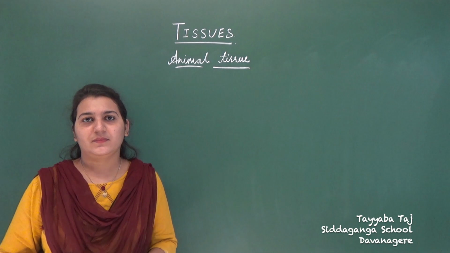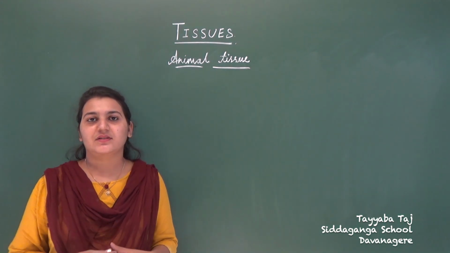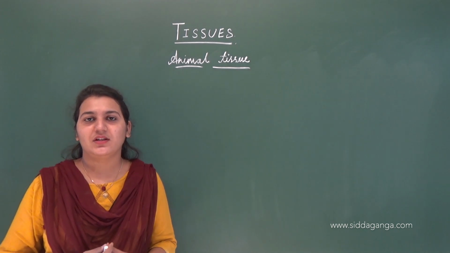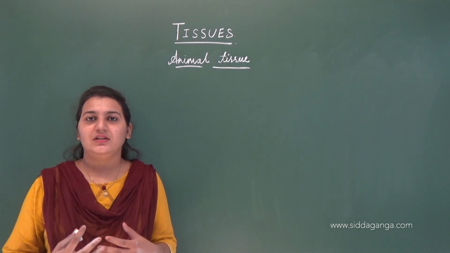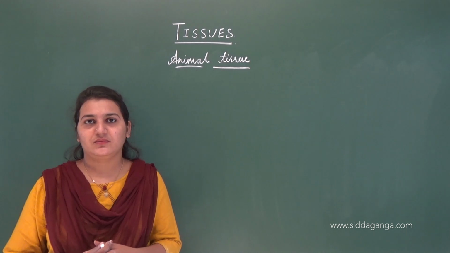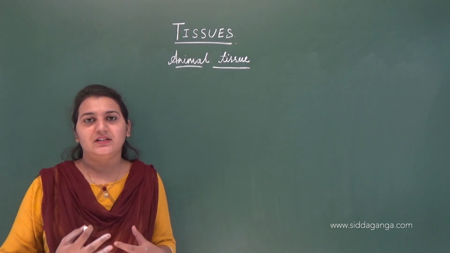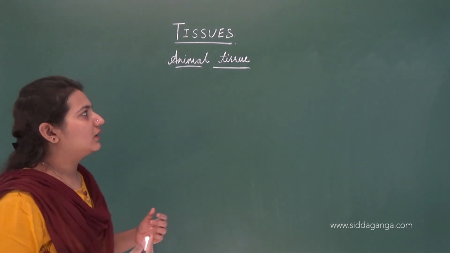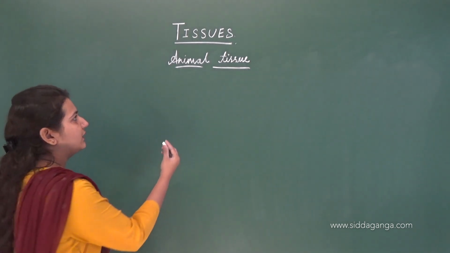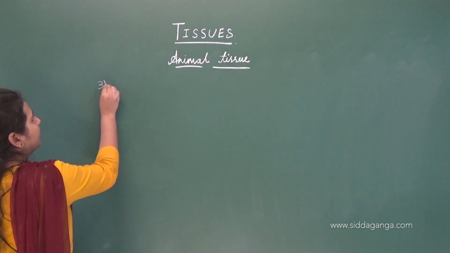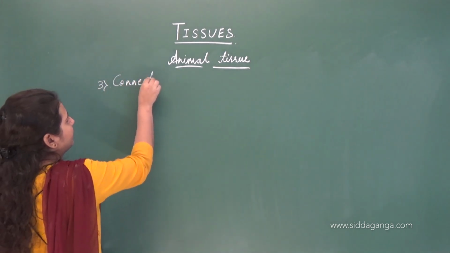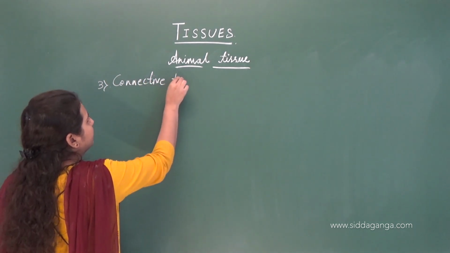Hello students, in the previous class we discussed animal tissues. The major types of animal tissues are epithelial, muscular, connective and nervous tissue. We have learnt about the epithelial and muscular tissues. In today's class, let us see the other two major types, that is connective tissue and nervous tissue. So let's study about these connective tissues.